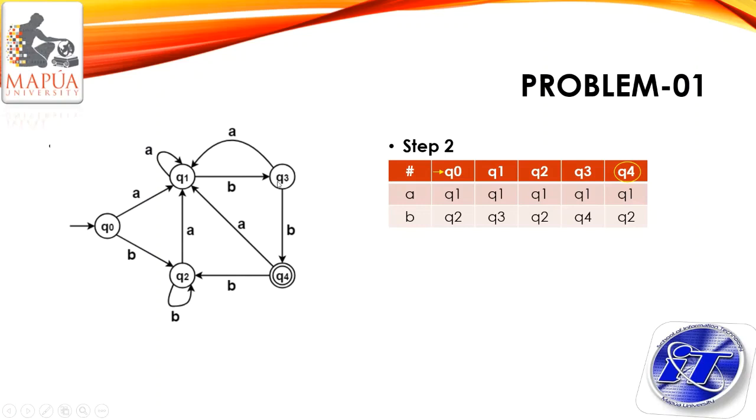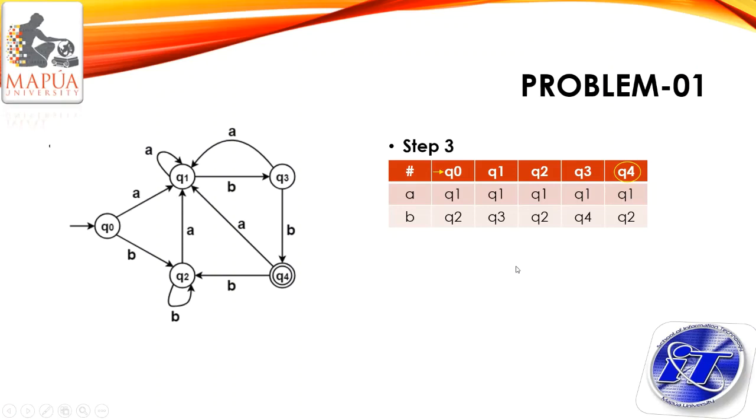In Q3, if it encounters A, it will go to Q1, while if it's B, it will go to Q4. And in Q4, if it encounters A, it will go back to Q1, and if it's B, it will go to Q2. So that will be the transition function. After creating this transition function, let's proceed with step 3.